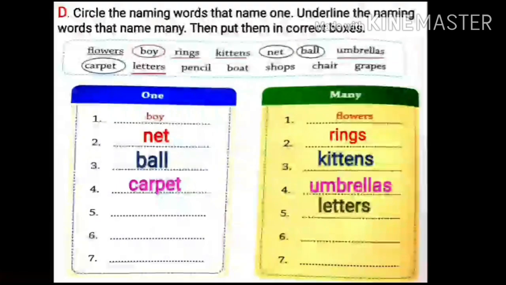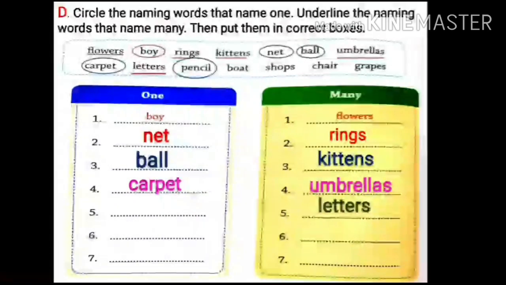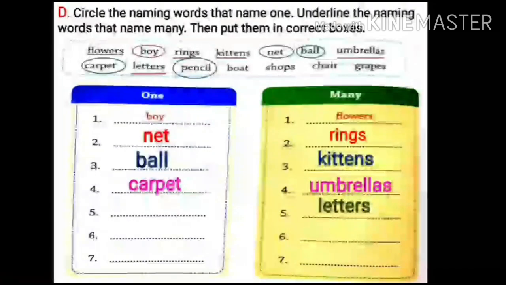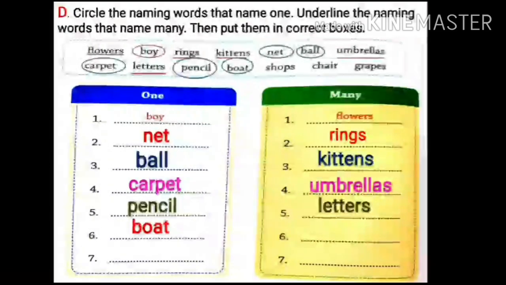Next word is pencil. There is only one pencil. So you tell me now. You will circle or underline? Yes, you are going to circle. Pencil. And write it down under first column. Next word is boat. One boat. So circle this and write it under first column. B-O-A-T, boat.